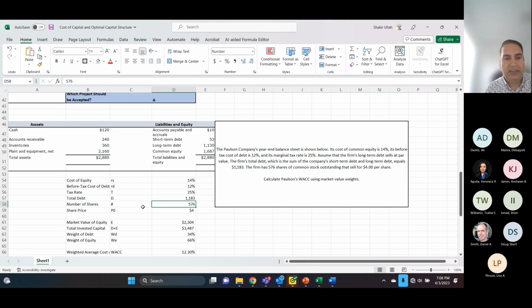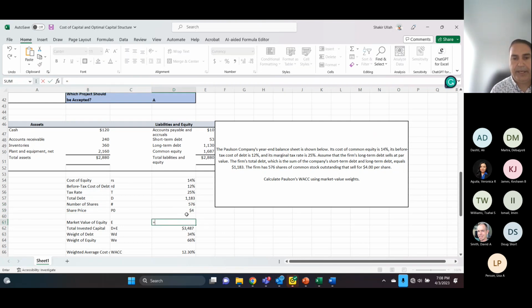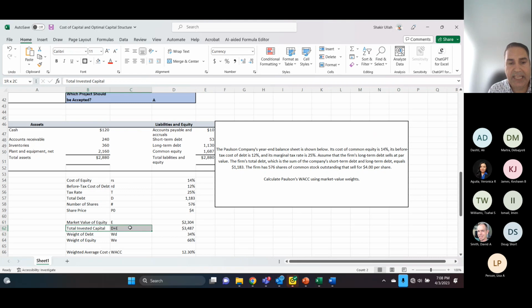The total equity is not given, but they have given us the number of shares, 576, and they have given us the share price, $4. So we can use this information to find the total market value of equity. That would be equal to the number of shares multiplied by the share price, $4, and that comes out to be $2,304.